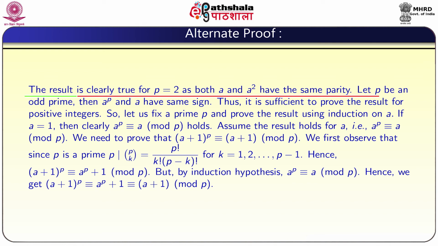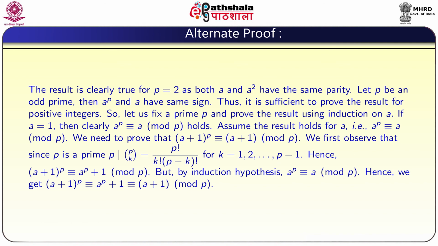The result is clearly true for the case p equal to 2, as both a and a square have the same parity. Here parity means that both a and a square are even or both are odd. It is easy to see that if a is even, then a square is also even. So, both a and a square are even. If a is odd, a square is odd. So, both a and a square are odd. So, that is what we mean by both having the same parity. So, in that case automatically p divides a minus a square.